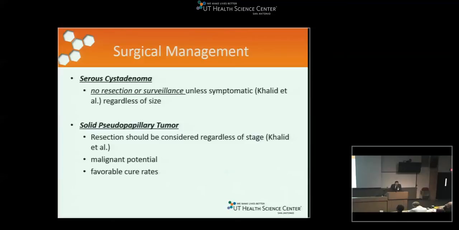So now that we've defined our lesions, how do we manage them surgically? Essentially, and broadly speaking, the surgical management of these lesions is dictated by how malignant they are. Serous cystadenomas are almost universally benign, so no resection or surveillance is indicated unless they become symptomatic, regardless of how large they are on initial imaging. Solid pseudopapillary tumors, however, although they are non-mucin producing, should be considered for resection regardless of stage, based on the American College of Gastroenterology guidelines in 2007, due to their malignant potential, earlier presentation, and favorable cure rates, even in the setting of metastatic spread.